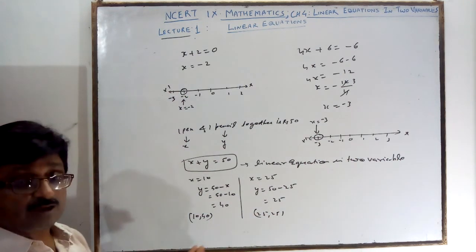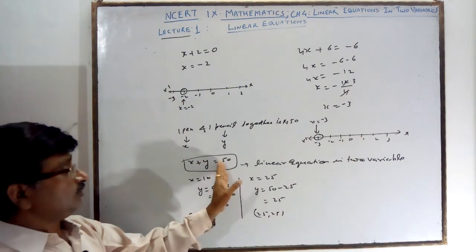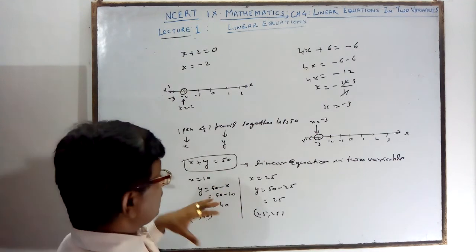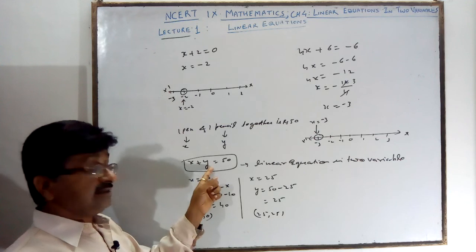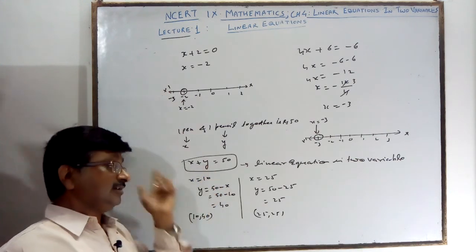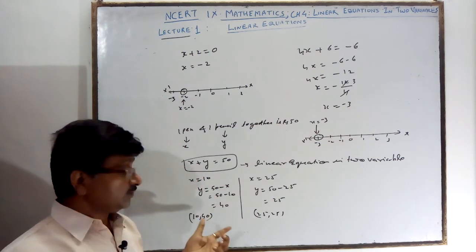If x is 1 rupee, you can get 49. If x is 6 rupees, you can get 46. Like this, you can get many answers. x depends on y, or you can say y depends on x. So this is called the linear equation in two variables.